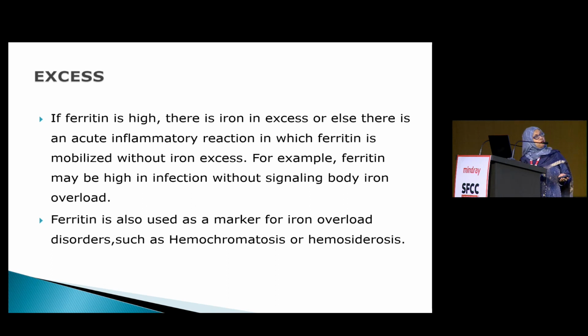Now, excess of iron. If the ferritin is high, there is either iron in excess, or else there is an acute inflammatory reaction in which ferritin is mobilized without iron excess. For example, ferritin may be high in infection without signaling body iron overload. So ferritin is also used as a marker for overload disorders like hemochromatosis and hemosiderosis, apart from inflammation.